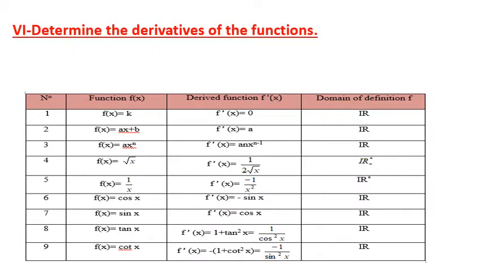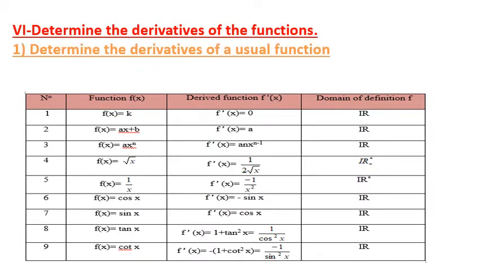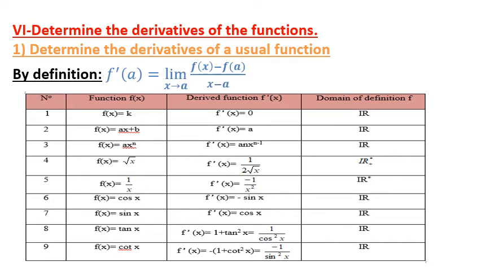Derivative of some functions. If f of x equals k, where k is a constant, then f prime of x equals 0. If f of x equals ax plus b, then f prime of x equals a. If f of x equals ax power n, then f prime equals n a x power n minus 1.